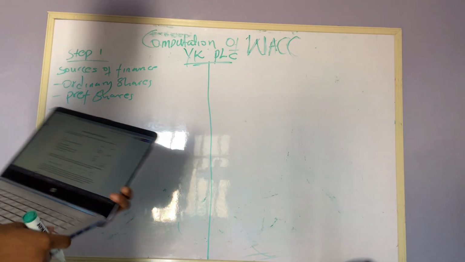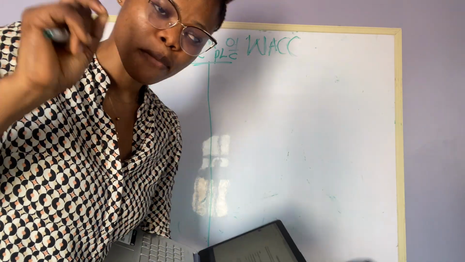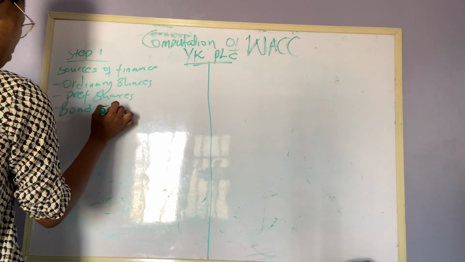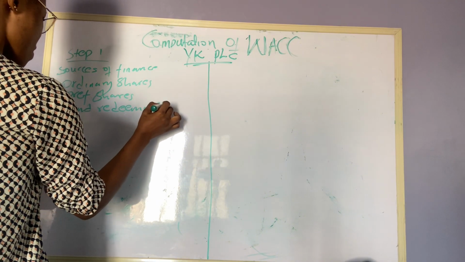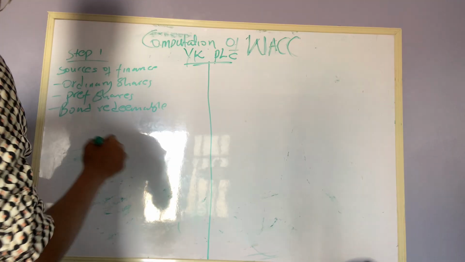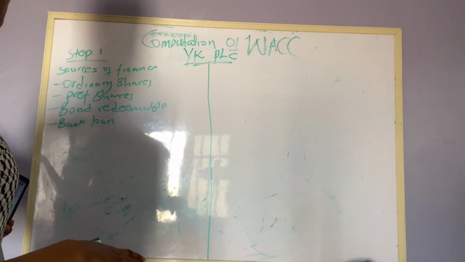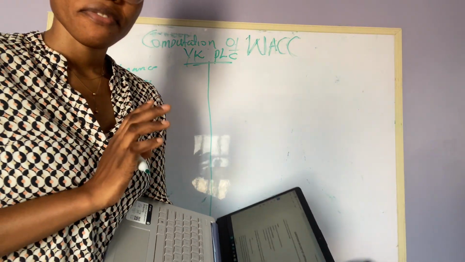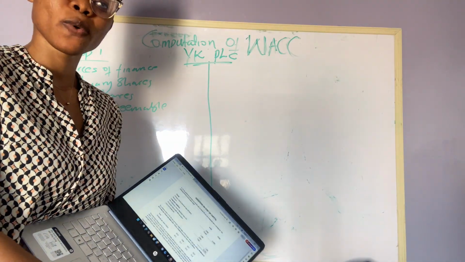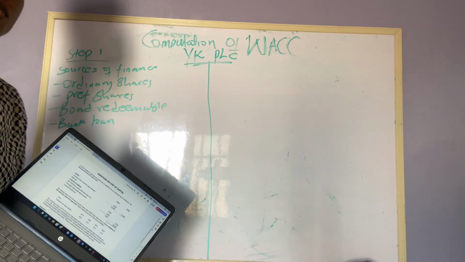Another one is bond, 7% bond, redeemable. That's we have a redeemable bond. And another one we have bank loan. So now, which means we have 4 sources of finance. You can see we don't have any note here. So that's why I was saying it depends on the question. There are some questions you might not even have preference shares. There are some questions you have convertible bonds. So it depends on the question.